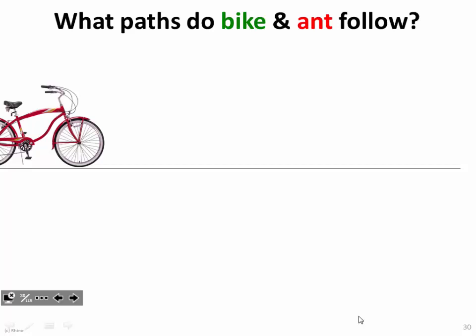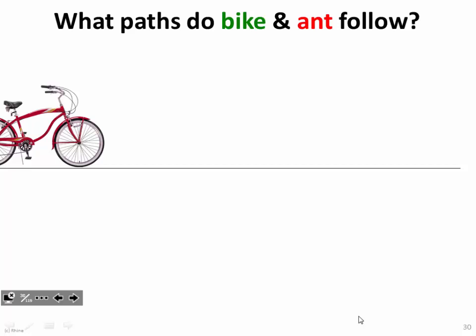So before, I asked you a question about if you were to look at the axle of the bike as this bike were moving along at 20 miles per hour, what motion does the axle seem to be going through? This point right here would be moving how? To the right at a constant speed.